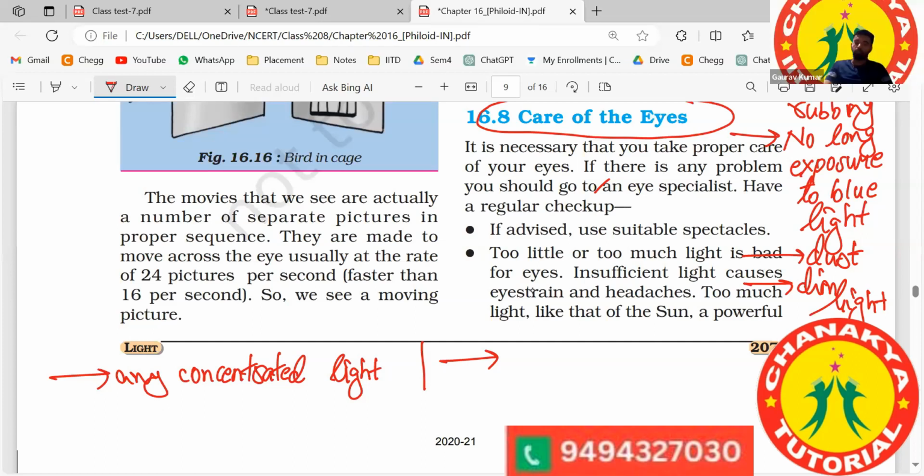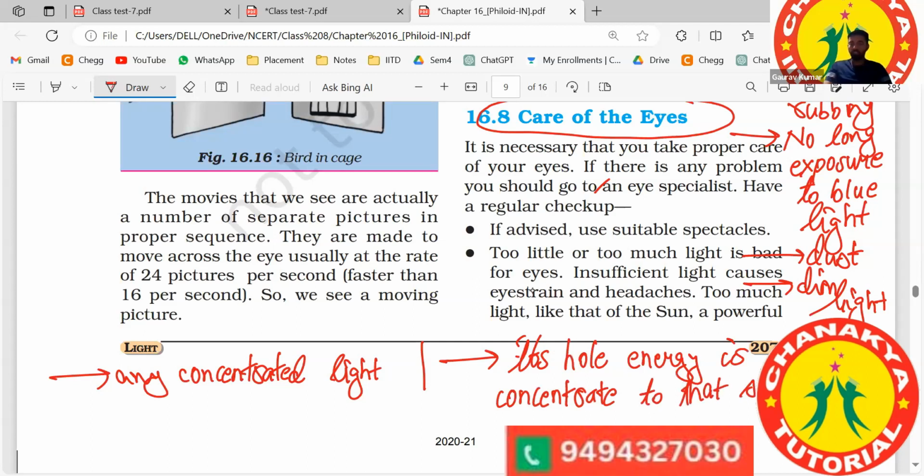Yes, you can say that its whole energy is concentrated into that single beam. You know that the beam of a laser is so small. The beam is large, but the spot it creates is very small. So the whole energy is concentrated on that single spot.